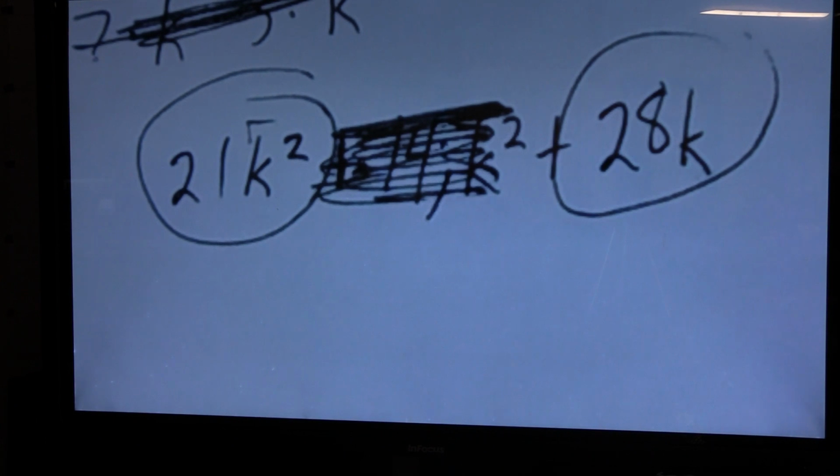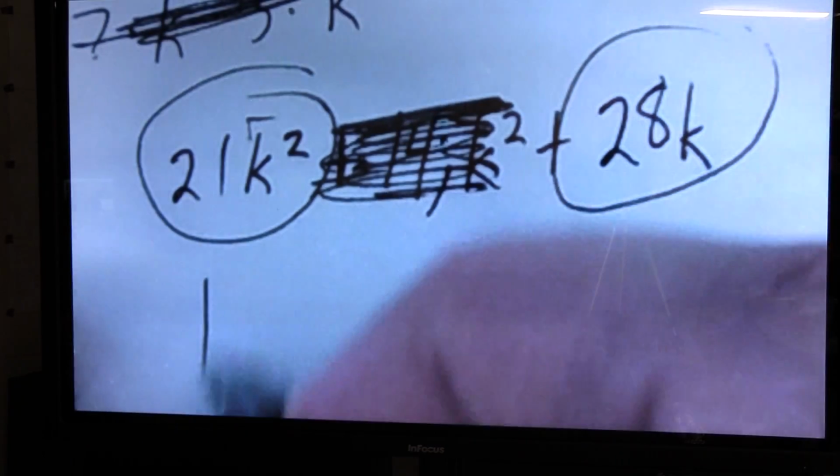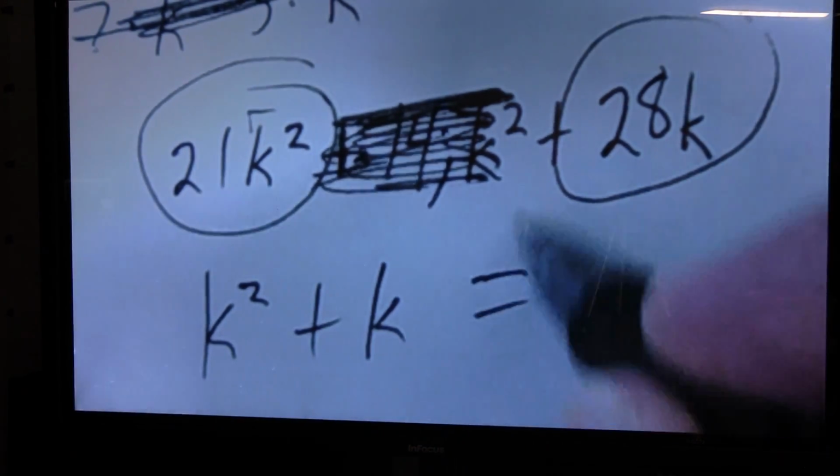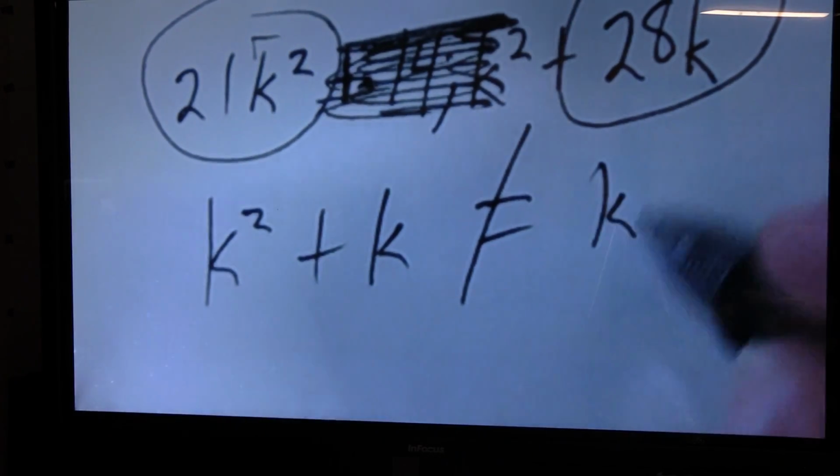Nobody's willing to raise their hand because I kind of loaded the question already. I said, you know, people made this mistake all day. The reason that you would not do that is because we're not multiplying 21k squared with 28k, and you would have to multiply in order to get k cubed. You'd have to multiply it. When you're adding it like that, if I were to take this k squared plus k, I absolutely would not get k to the third power.